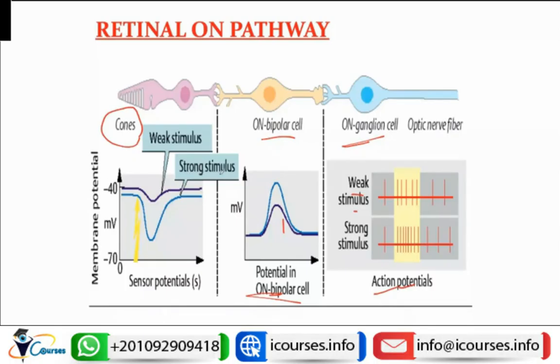The reverse will occur when we apply a stronger stimulus. A stronger stimulus will cause much hyperpolarization in the cones, like about minus 60. This will lead to much more depolarization of the on bipolar cells, and the stronger stimulus will cause many more electrical impulses, forming much more action potential at the on ganglion cells.